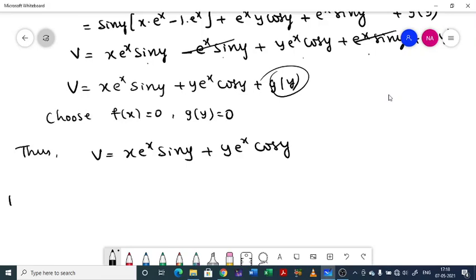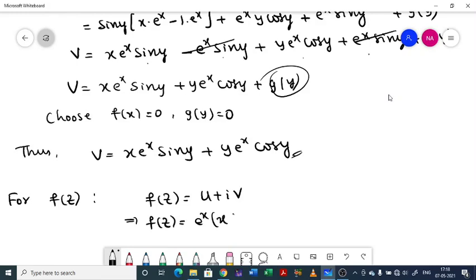In case you are asked to find f of z, then proceed at this step, otherwise you have to stop here. Suppose you are asked to find f of z, then f of z equal to u plus iv, that implies f of z equal to u, that is e power x into x cos y minus y sin y, plus i into x e power x sin y plus y e power x cos y.